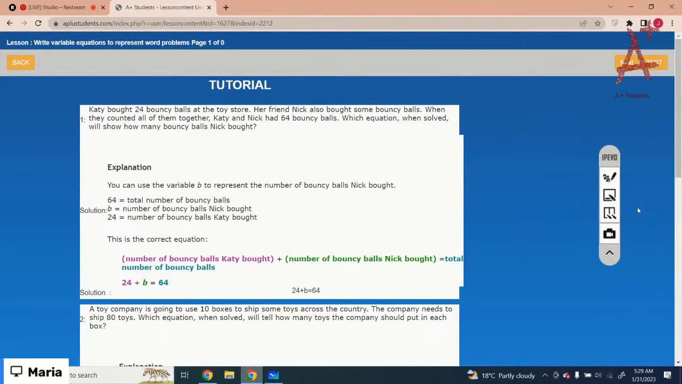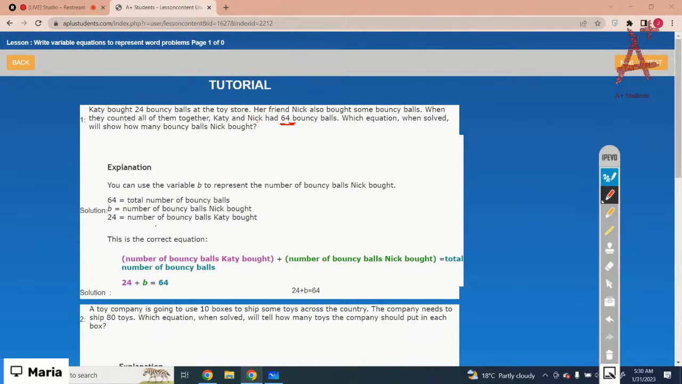Katie bought 24 bouncy balls at a toy store. Her friend Nick also bought some bouncy balls. When they counted them all together, Katie and Nick had 64 bouncy balls. Which equation, when solved, will show how many bouncy balls Nick bought? So, writing the equation is very simple. You just have to understand the question. Let me explain the question again.